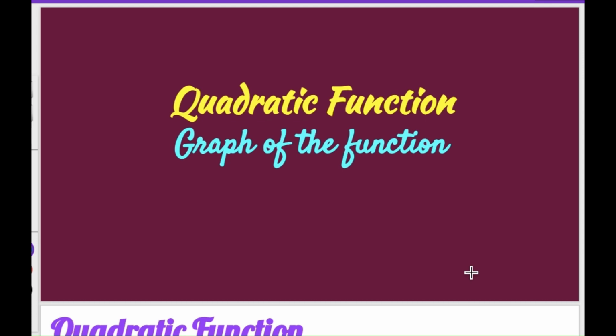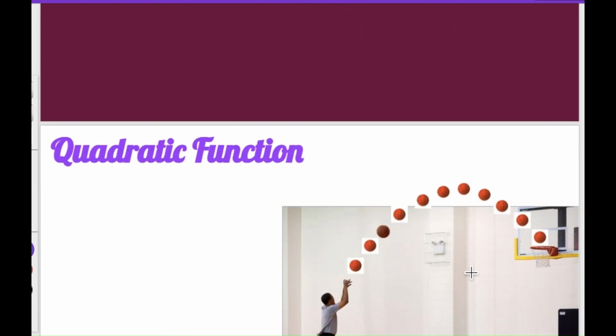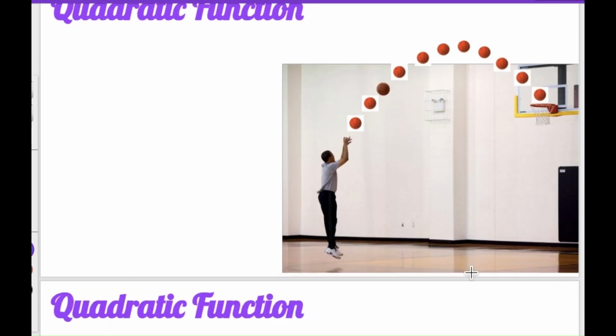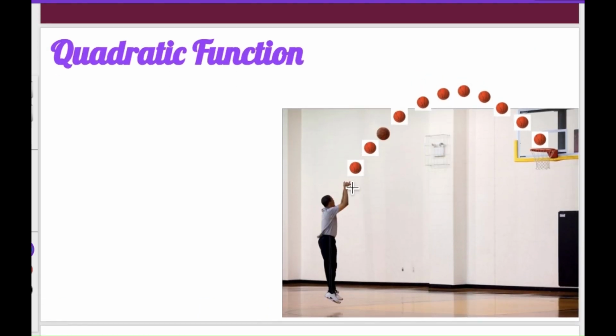Today in this video we are going to discuss quadratic functions, and the focus of the lesson will be the graph of the function. So let's have a quick check how the graph of a quadratic function looks. As you can see in this picture, if we connect the trace of the basketball, it will form a curve. And we do have a name for this curve, which is called a parabola.